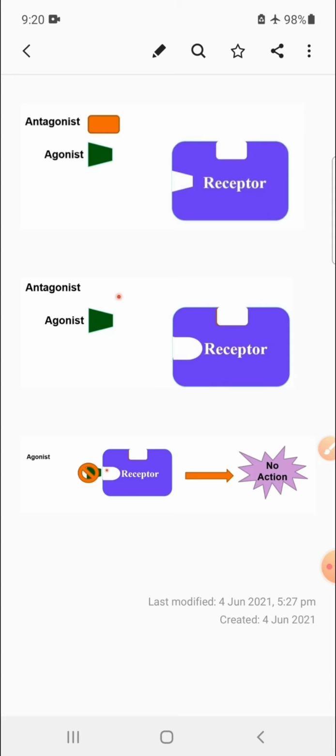So I hope you have understood the terms agonist and antagonist with receptor.